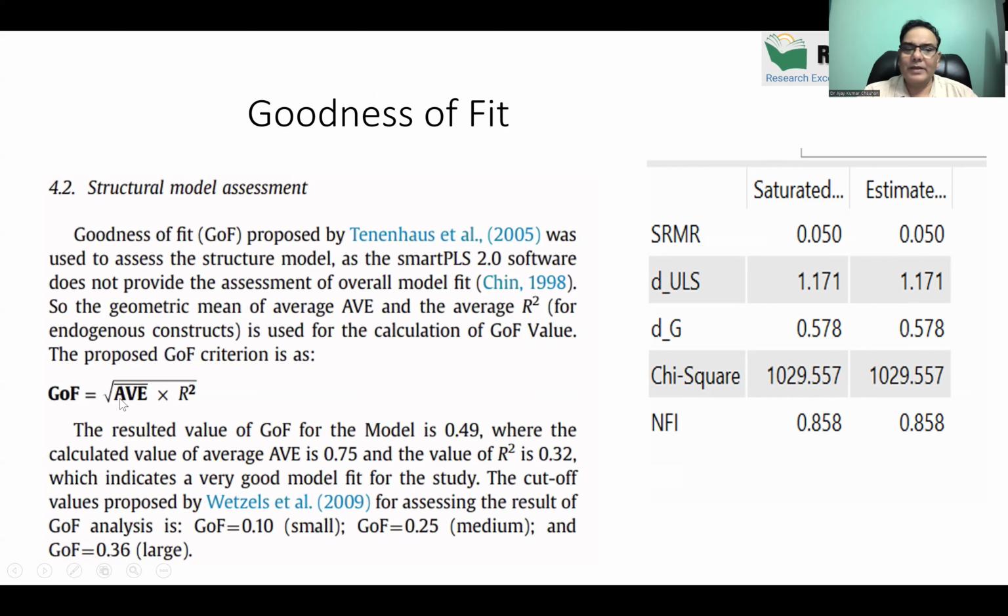Number 2, if you multiply average AVE multiplied by the R square, so this is another goodness of fit I found in one paper. So you can also use this method to check the goodness of fit. जितने भी कंस्ट्रक्ट मॉडल के अंदर हैं उनके AVE का स्क्वायर करेंगे और मल्टीप्लाइड बाई R square of the dependent variable. And if GOF, goodness of fit, is equal to 0.10, it is small, 0.25 medium, and 0.36 large. So this method was proposed by Tenenhaus et al. and Chin 1998.